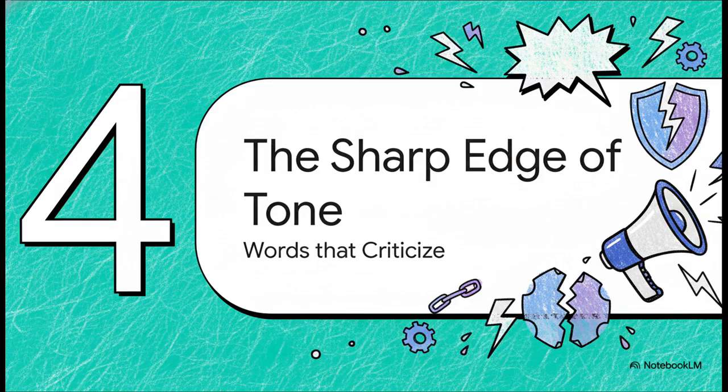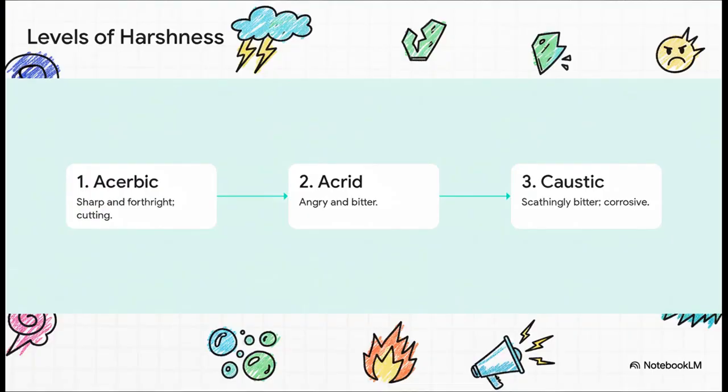Okay, from the absolute heights of joy, we have to look at the other side of the coin. Now we turn to the sharp, cutting edge of language, the words we reach for when we are definitely not happy. So the key thing to see here is the escalation. It's like a ladder of harshness.